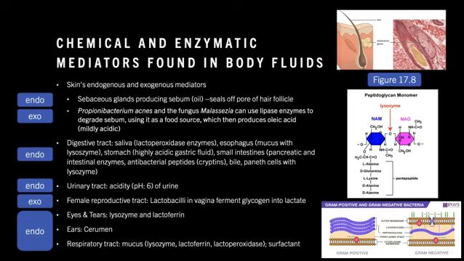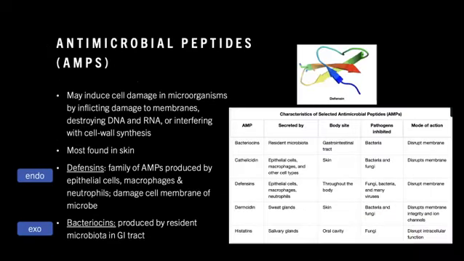Which will inhibit microbes as well. All right, now let's move into antimicrobial peptides. These can induce cell damage in microorganisms by damaging the cell membranes, destroying their DNA and RNA, and interfering with cell wall synthesis. Most of them are found in our skin, but they can also be found in other areas of our body.